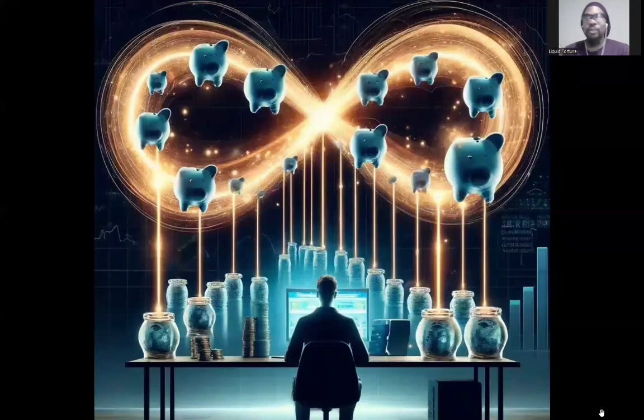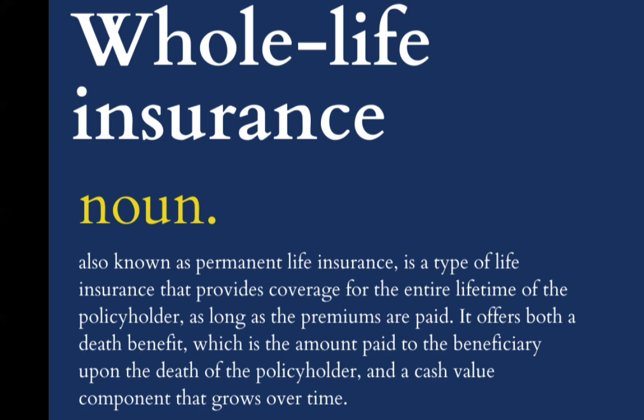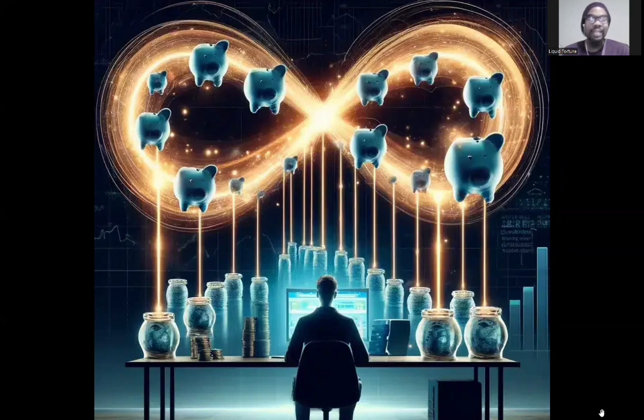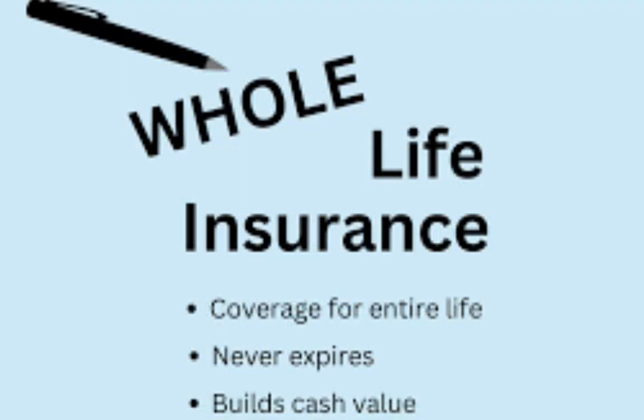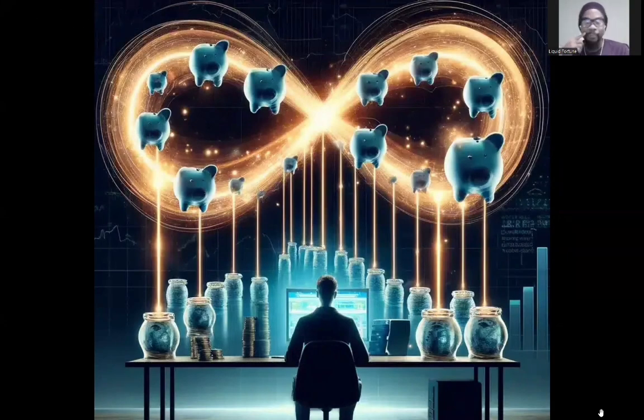Now, let's start with the basics. Whole life insurance is a type of permanent life insurance that offers guaranteed coverage for your entire life, as long as you pay your premiums. I like to call them deposits, and you'll see why later on. So basically, it builds cash value at a fixed rate, usually set by the insurance company.